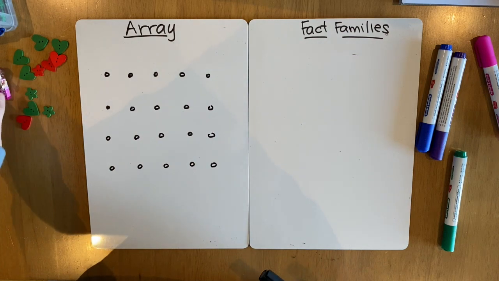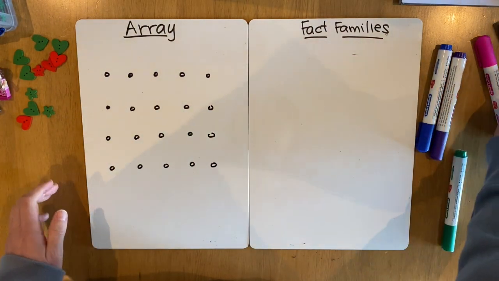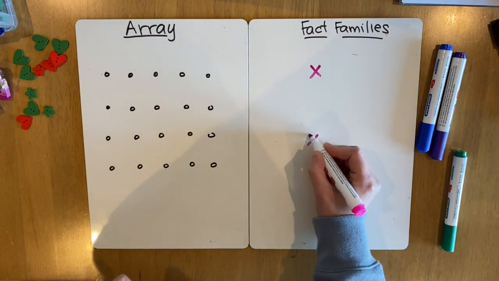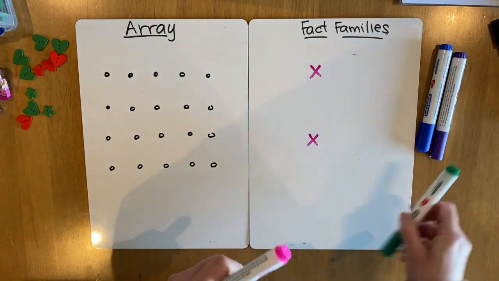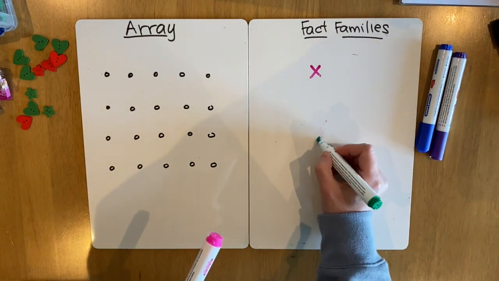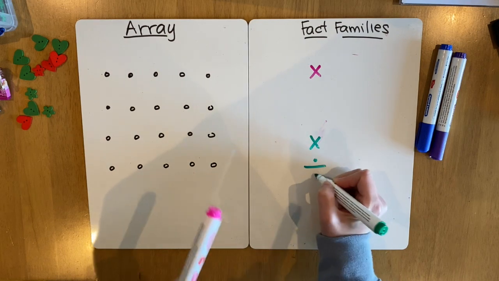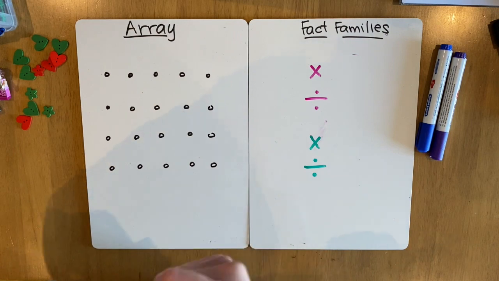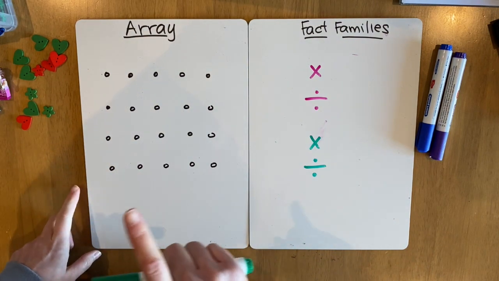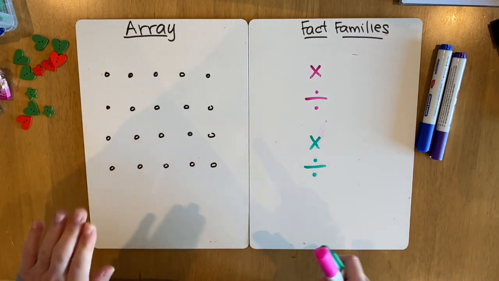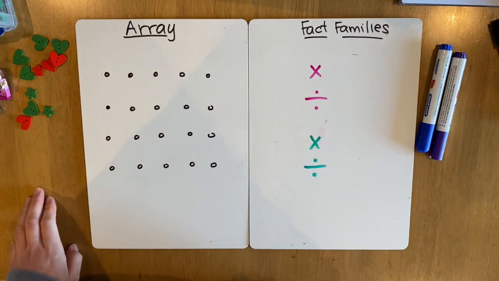I want you to pause the video now and see if you can work out the 2 multiplication number sentences and the 2 division number sentences for this array. If you're finding this tricky, don't worry. Continue playing the video and I will show you how to work it out. But if you're feeling confident, pause it and try to work out the number sentences on your own.